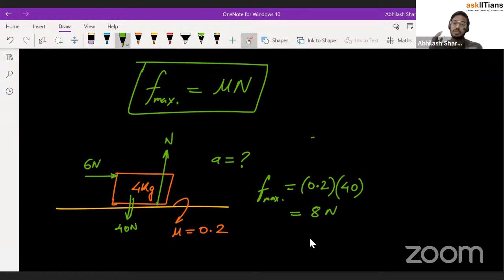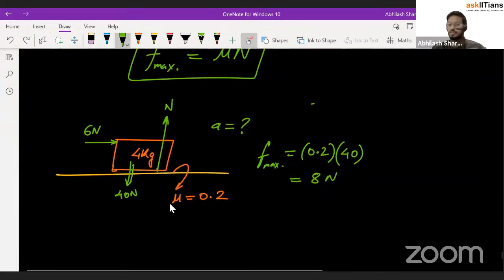So as long as you apply force lesser than 8, friction will kill your force immediately. It is under the limits of friction. And look at your force. Your force was within the limit of friction, 6. So friction immediately applies 6 newtons to balance you out.